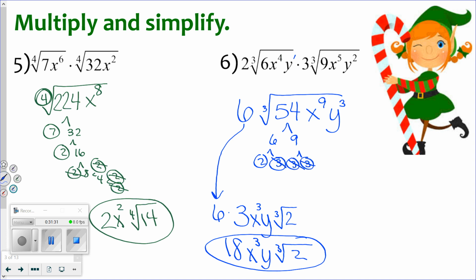Double check. Do you have that little cubed root in your radical? If you don't put that in there, it is wrong. Can't tell you how many times I circle that and take a point off on every quiz, every test.